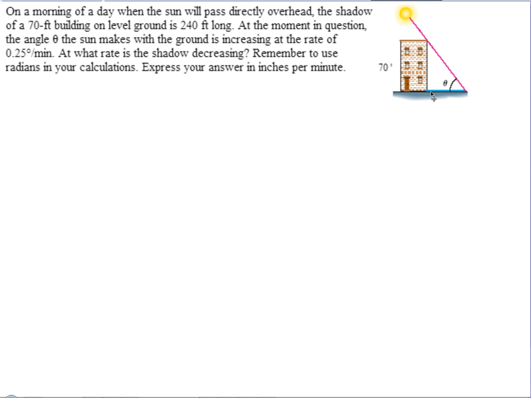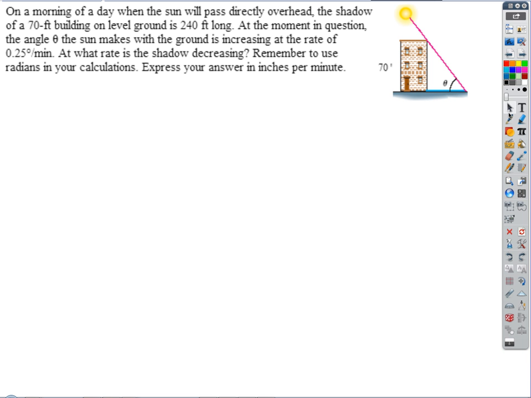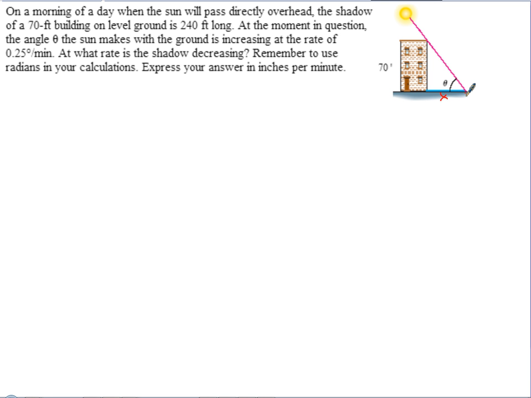Remember to use radians in your calculations. We want to express our answer in inches per minute. Okay, so what are we going to do here? Snapshot values. Let's maybe add a variable or two. We've got a theta. Is there any other variable that we need, or how about if we call it X? Call that distance X right there for the length of the shadow. So then what values do we have?